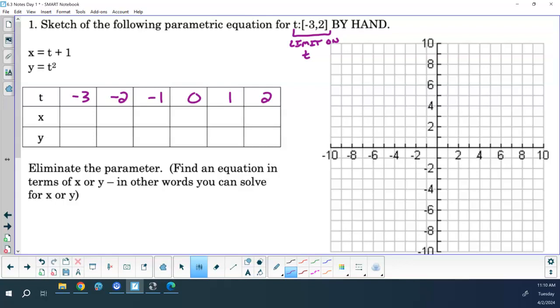Okay? So, if I plug in T for X, then negative 3 plus 1 is going to be negative 2. Negative 2 plus 1 is negative 1. Negative 1 plus 1 is 0. 0 plus 1 is 1. 1 plus 1 is 2. 2 plus 1 is 3. So I get those values for my x's.